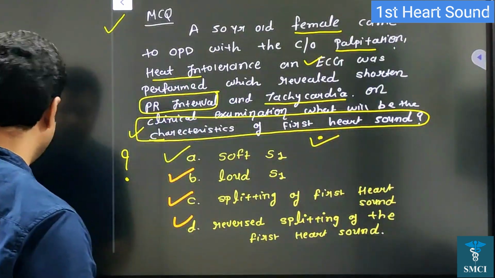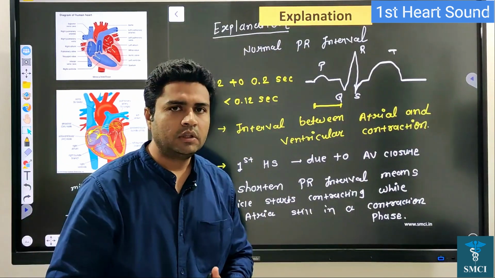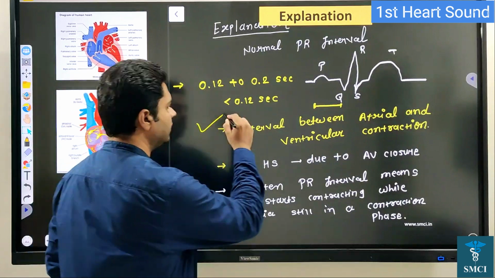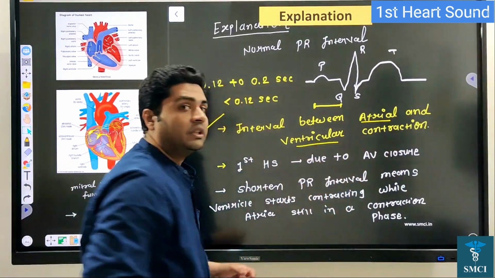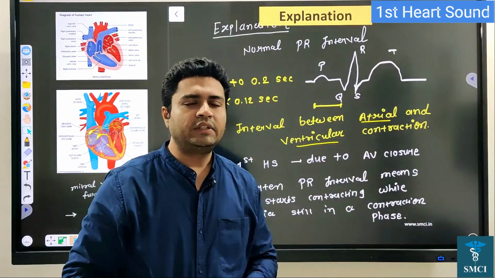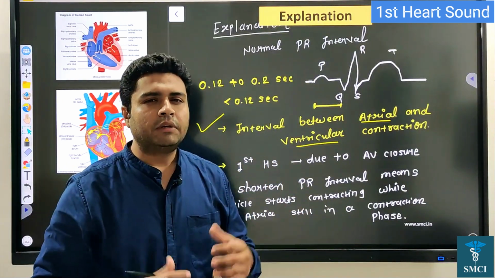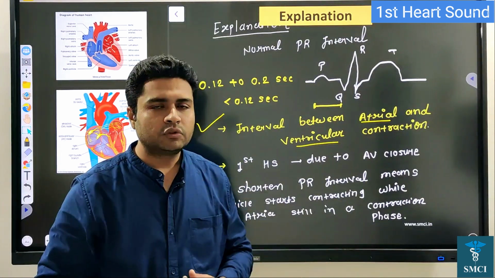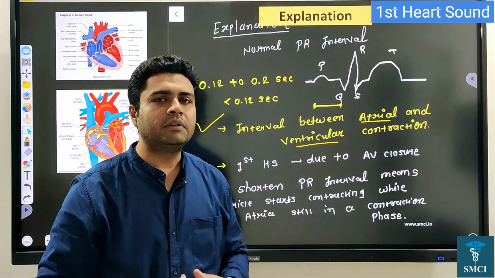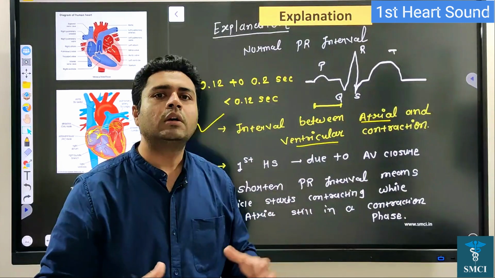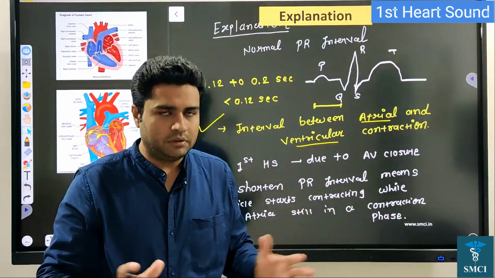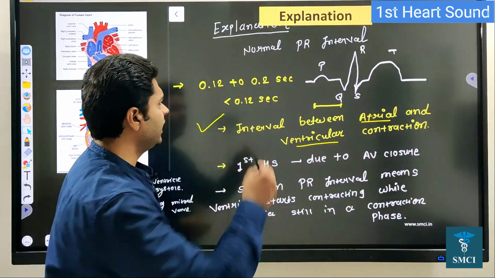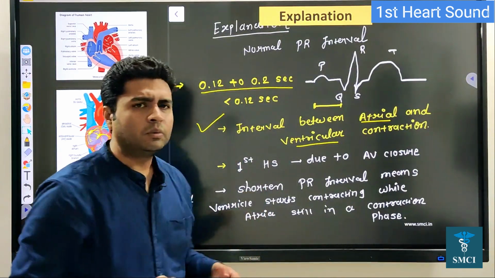So let's discuss something about the first heart sound and the PR interval. The PR interval is an interval between the atrial and the ventricular depolarization. So it is a gap of electrical activity, but we all know electrical activity is ultimately followed by mechanical activity. So we can say that it is an interval between the atrial and ventricular contraction initiation. Now, what is the normal duration? The normal duration is between 0.12 to 0.2 second.